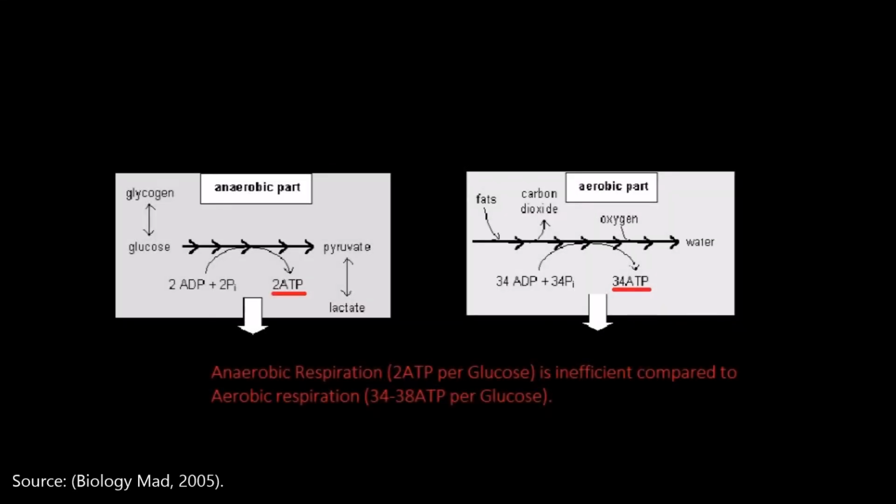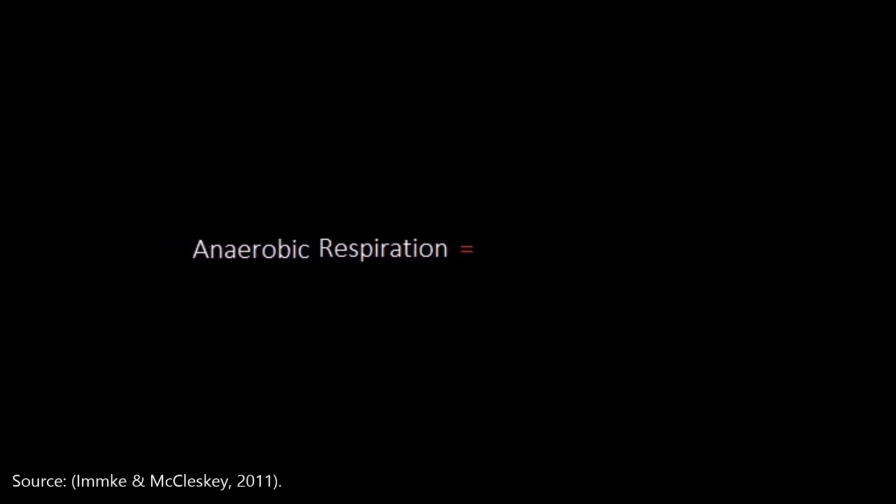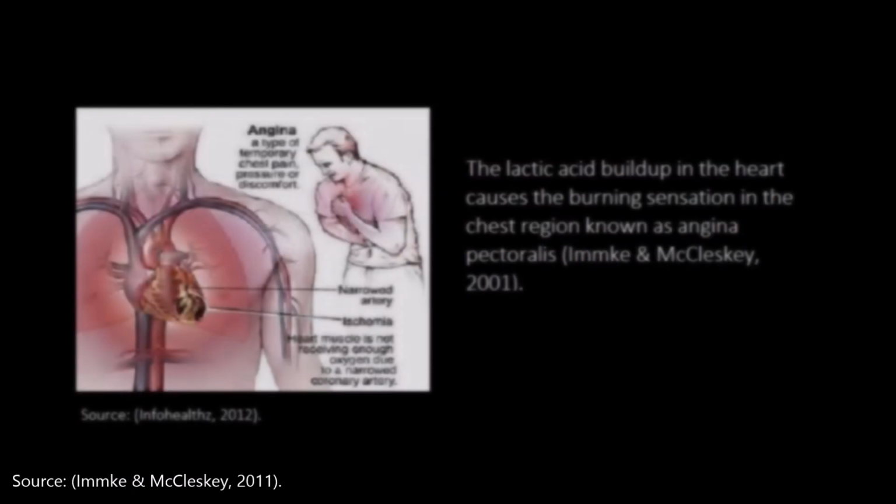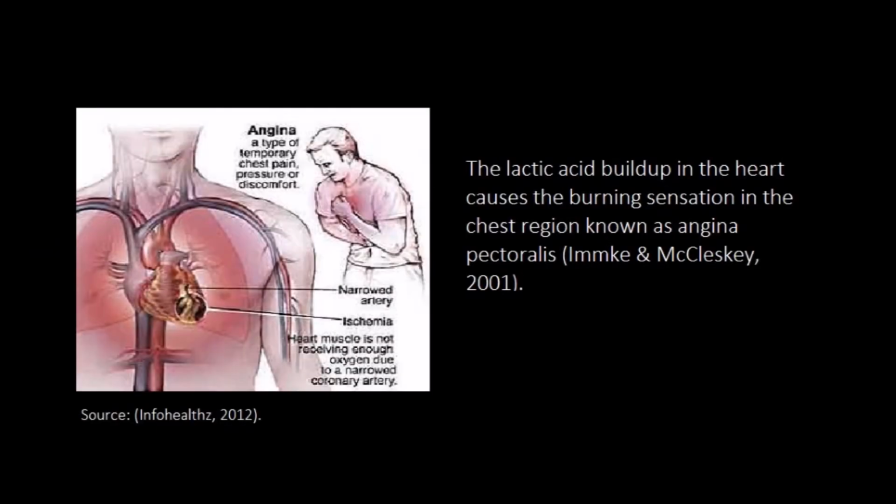Without aerobic respiration, cells produce ATP through a more inefficient process called anaerobic respiration. A byproduct of anaerobic respiration is lactic acid production, which builds up in the bloodstream. This lactic acid buildup in the heart causes the burning sensation in the chest region known as angina pectoralis.